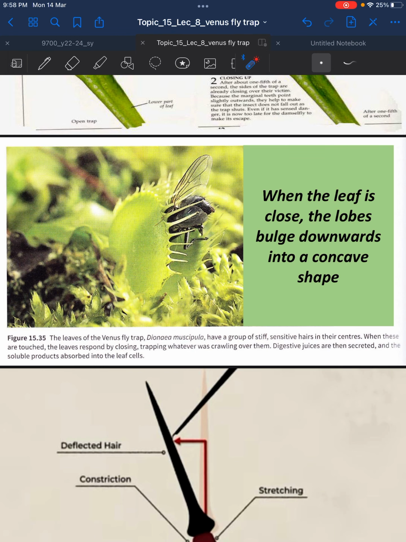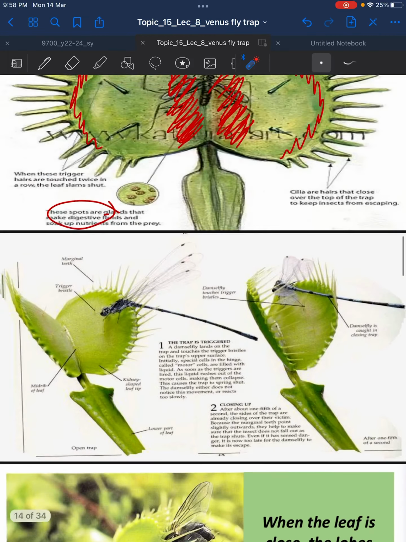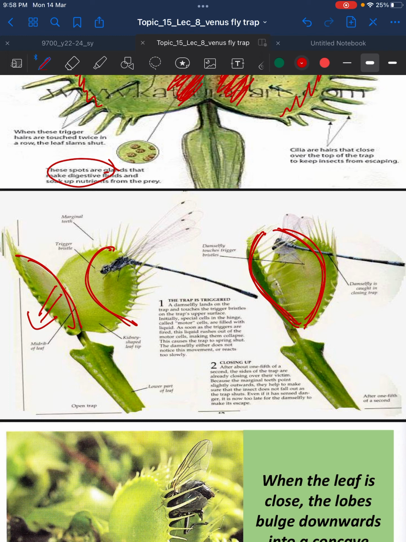When the leaf is closed, the lobes bulge downwards. Bulging downwards means, this is upward, and if it bulges downwards, it will create the closure like this. Then it will close. So initially it's convex, and then it will be concave when it is closed.